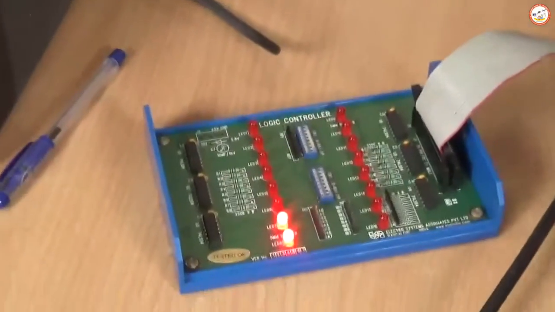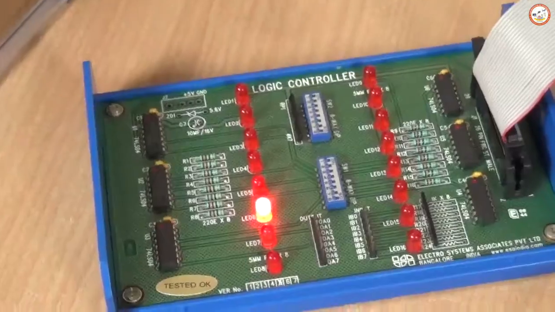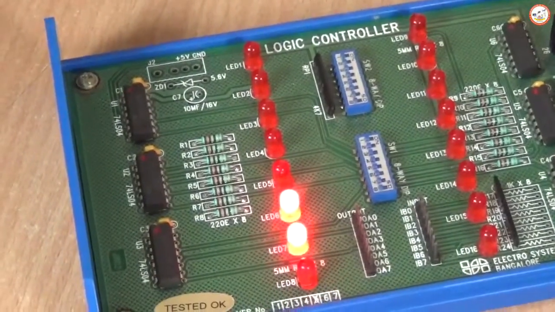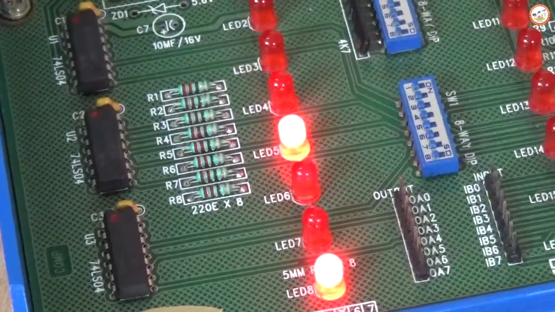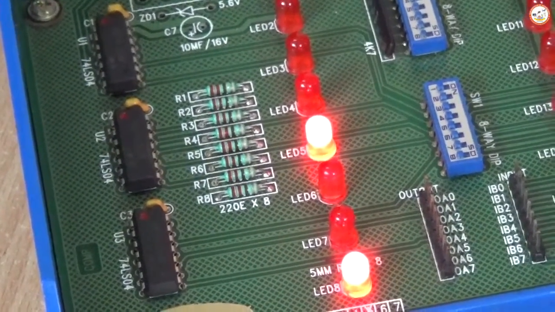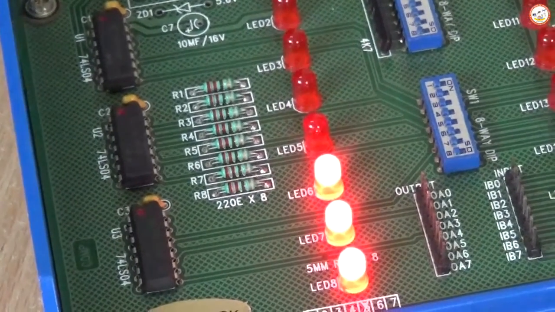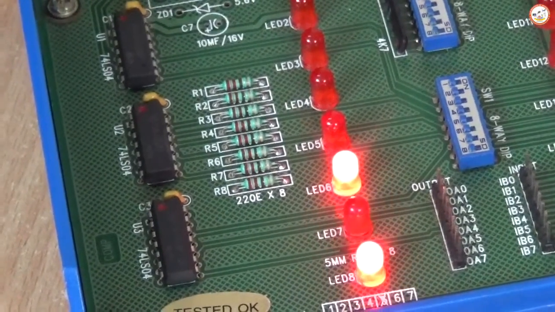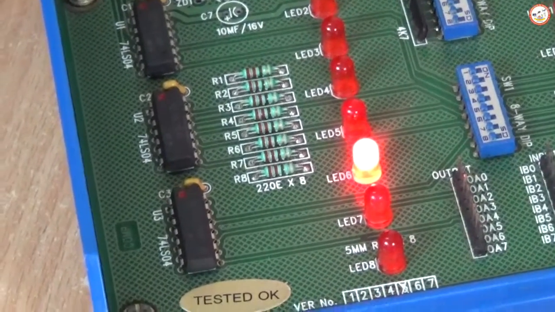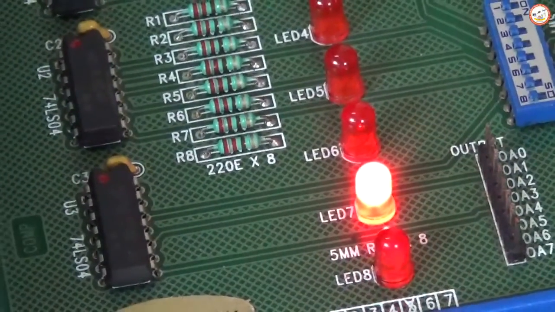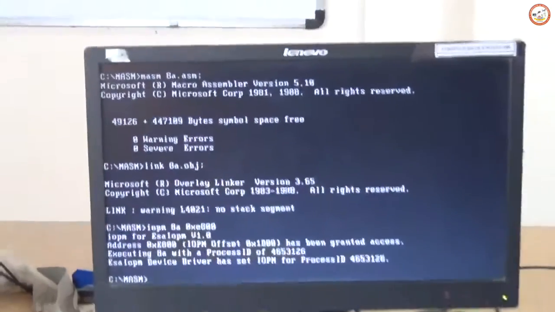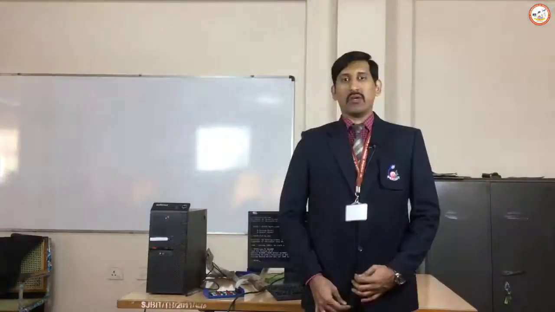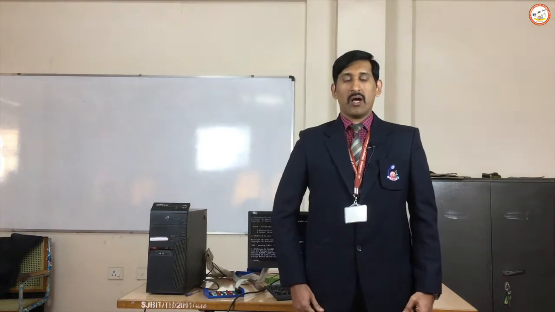It started counting from 0, 1, 2, 3, 4, 5, 6, 7, 8, 9. Then again it starts from 9, 8, 7, 6, 5, 4, 3, 2, 1, and 0. So this is the complete execution of your program 8, the BCD up-down counter.